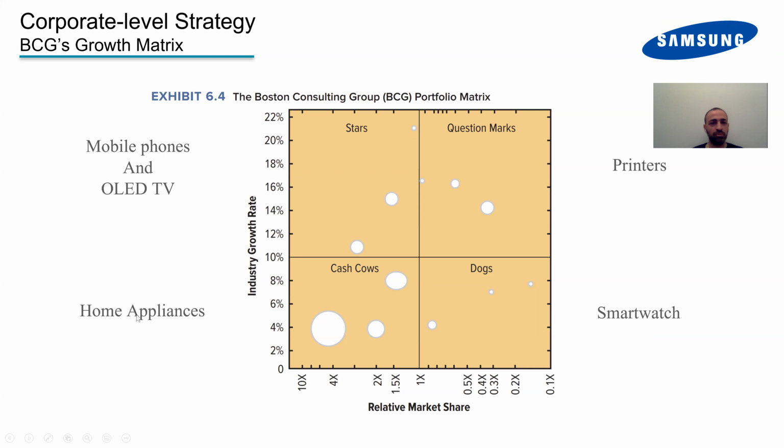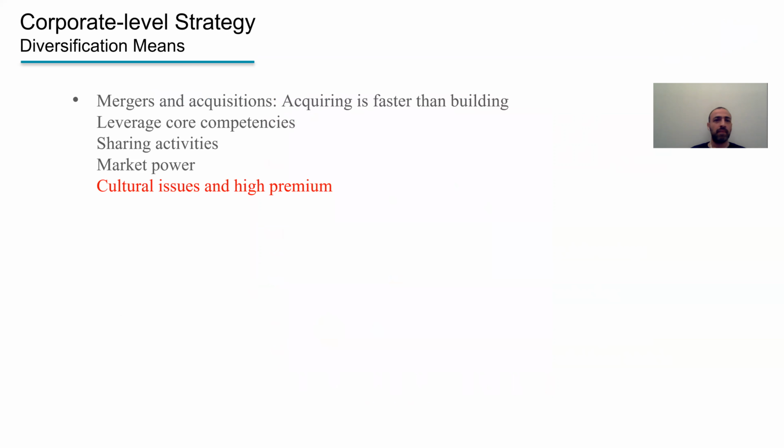The printers' competition is extremely high, but the industry is not growing a lot, they are just staying in the market. And the dog is the smartphone, especially; they are beaten completely by Apple, and there are lots of companies out there that haven't been successful in the smartwatch business. Going through the means of diversification.